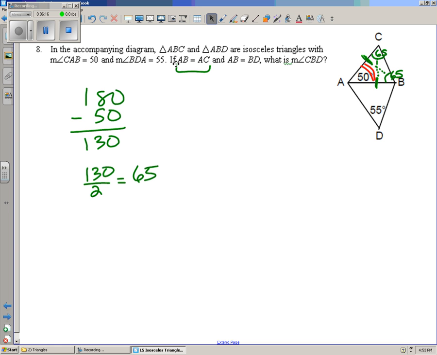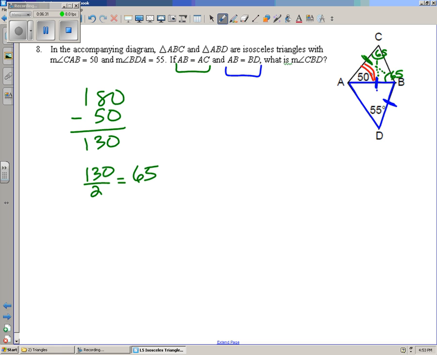Now, we can also use this information. AB, which already has one dash on it, is congruent to BD. So now we're going to use the bottom triangle, kind of ignoring the top.